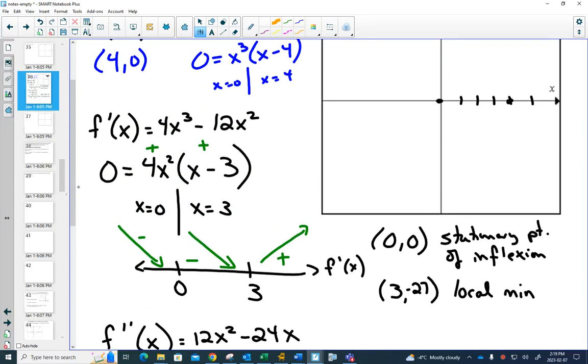So maybe I will go... whatever scale you pick, you have to make sure that that scale seems accurate.